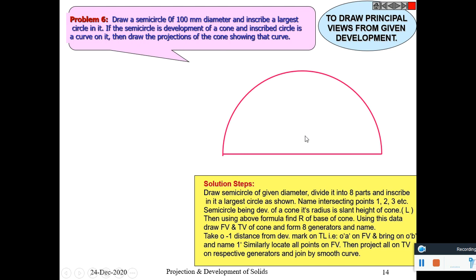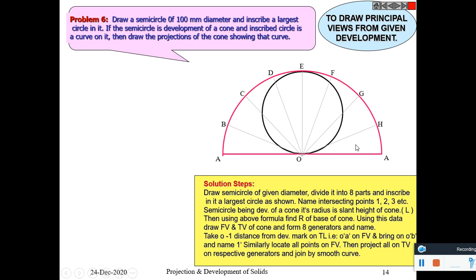Draw a semicircle of 100 millimeter diameter and inscribe the largest circle in it. Now divide the semicircle into 8 equal parts, which gives the development of a cone. This is the slanted length L, and theta is 180 degrees here, being a semicircle. From that we can calculate R, the radius of the base circle.